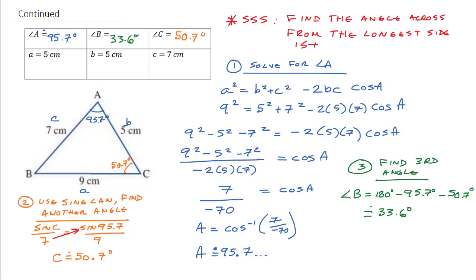All you've got to remember is to start with the longest side first. Start by finding the angle across from the longest side. And that's it for cosine law. And never use cosine law more than once on a triangle, or else you're just doing way more work than is ever necessary. All right, so that's the end of lesson 6.